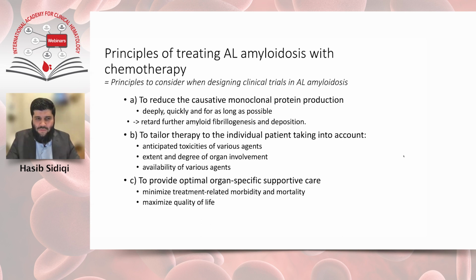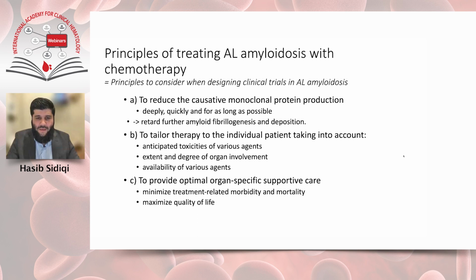The second principle, which is really relevant to patients with light chain amyloidosis, is to tailor the therapy to the individual patient, in particular taking into account anticipated toxicities and the extent and degree of organ involvement. As I mentioned, these patients have significant cardiac and renal dysfunction, and that can have a significant impact on the choice of therapy.